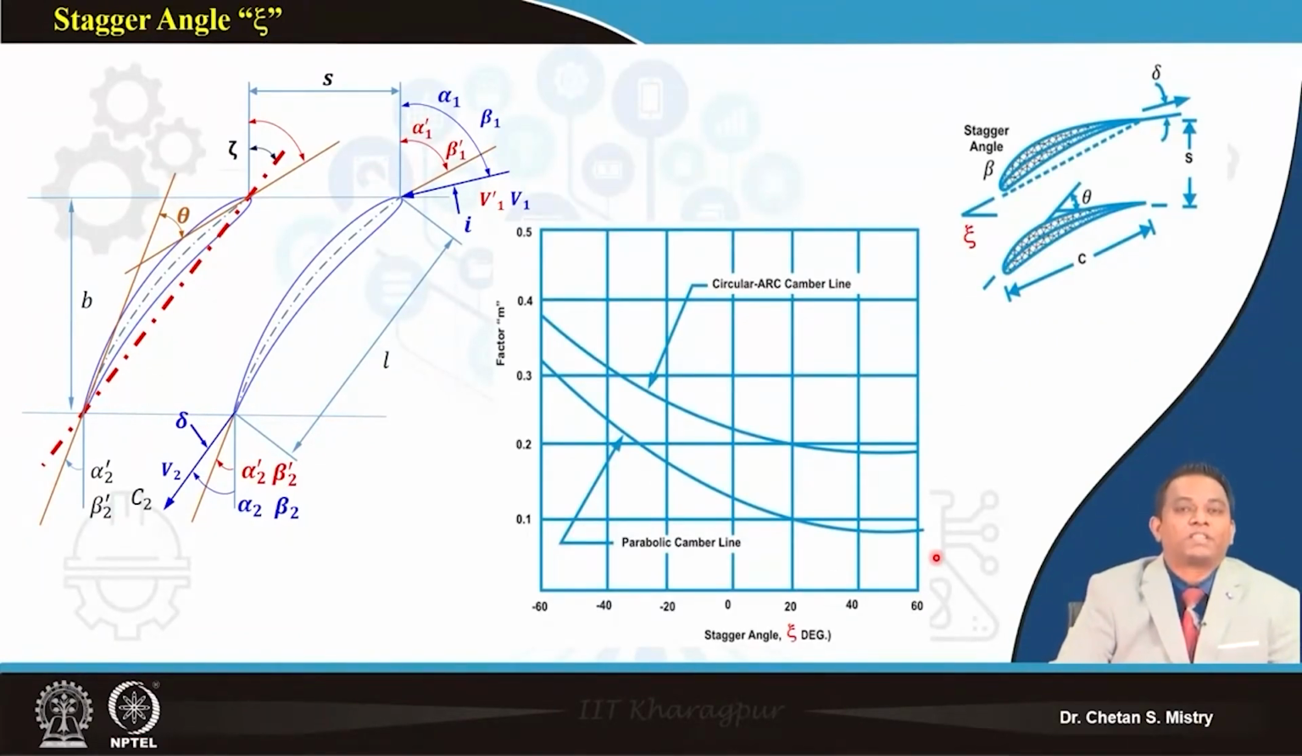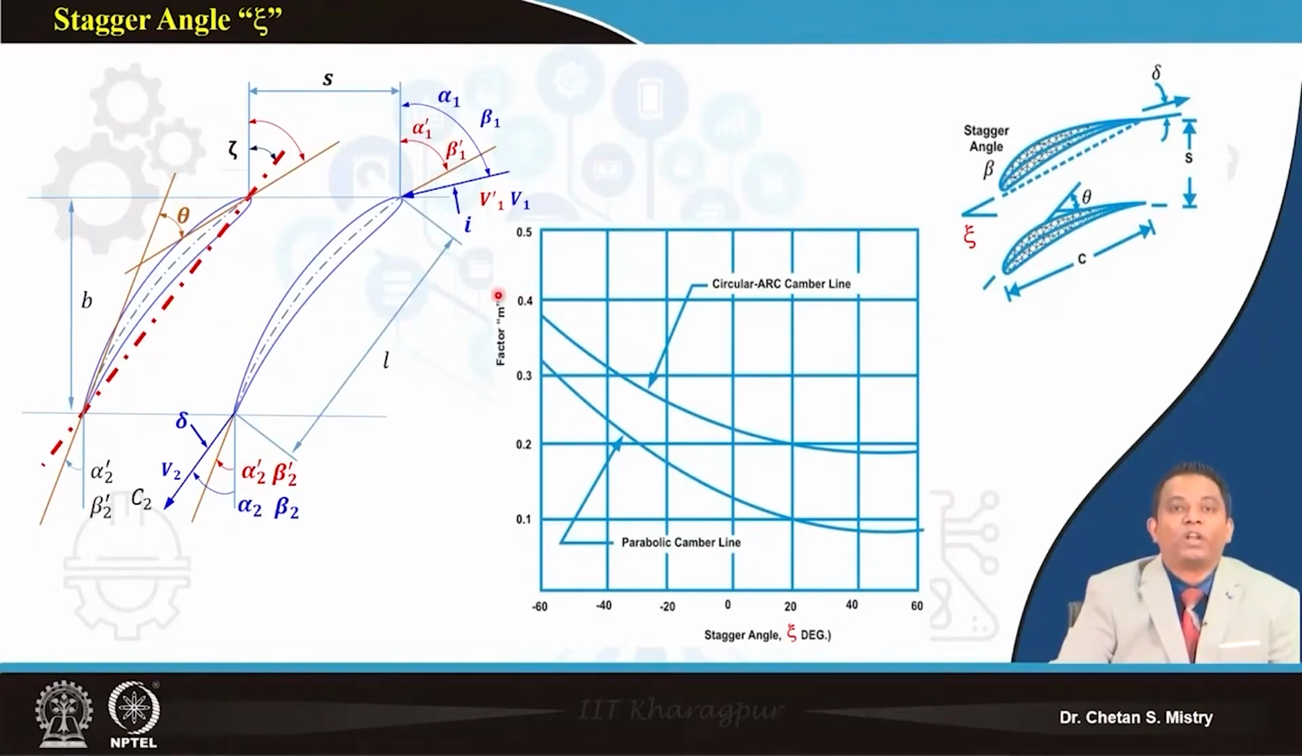Now as we were discussing earlier, this line is what represents my camber line. So we have defined the camber line, that is what divides my aerofoil into two equal halves. We can have different kinds of camber lines, one is a circular arc camber line, we can have a parabolic arc camber line. Here in this case, this represents the change of my stagger angle and my M parameter. Remember this M parameter, that is what we use for the calculation of our deviation angle.